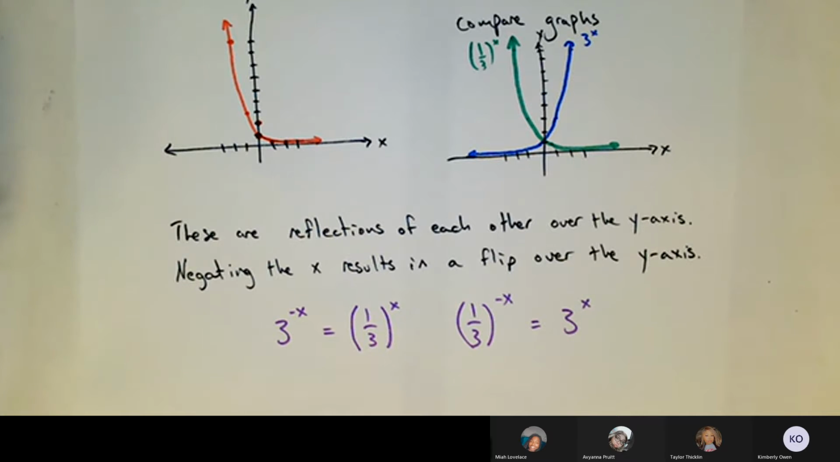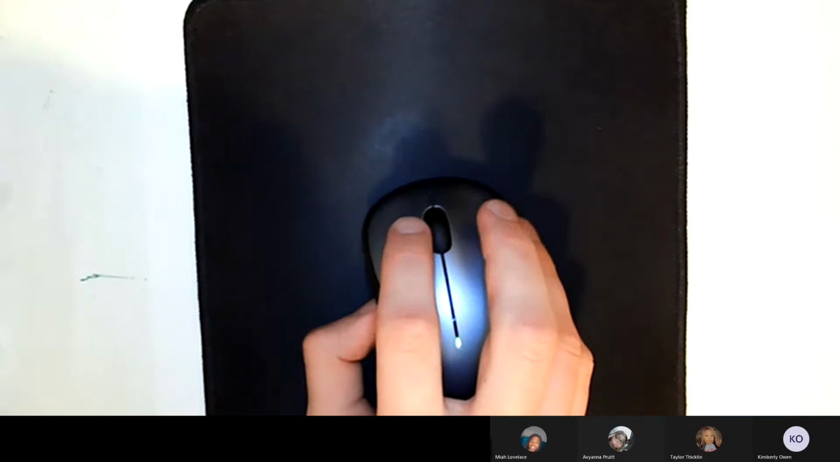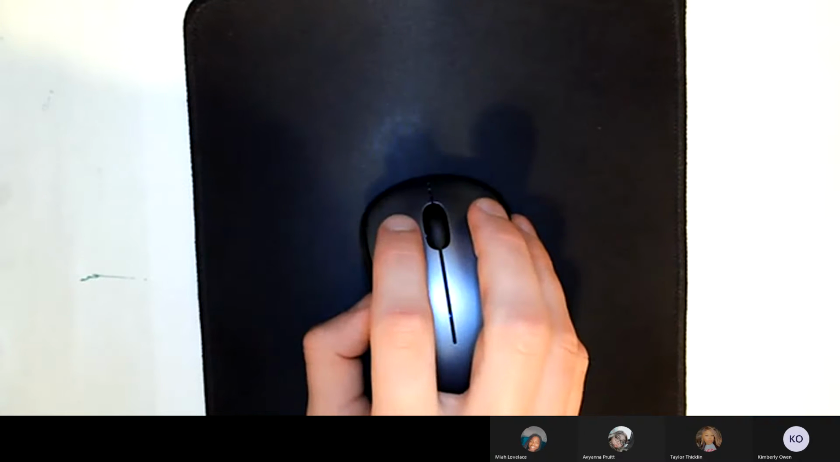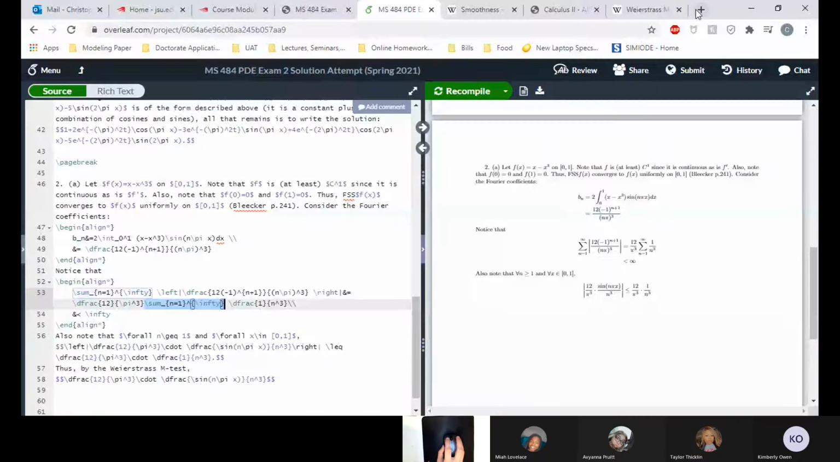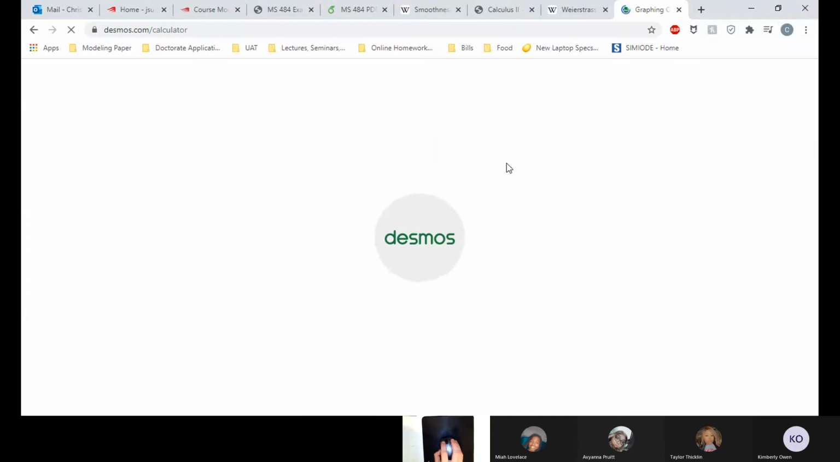Okay. What's next? Oh, now I'm going to go to Desmos. Get my mouse here because it's hard to do on the notepad thingy. Let's see. You guys don't want to look at my homework.